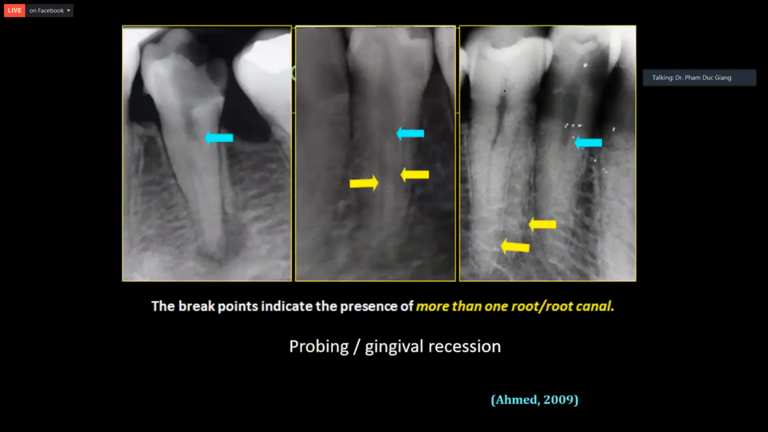And after you take this X-ray, you have to see if there is any break point or sudden change in the canal, such as here, where there is a sudden break, which means that there are multiple canals. Sometimes you have to identify the outline of the roots, which in this case has two roots.